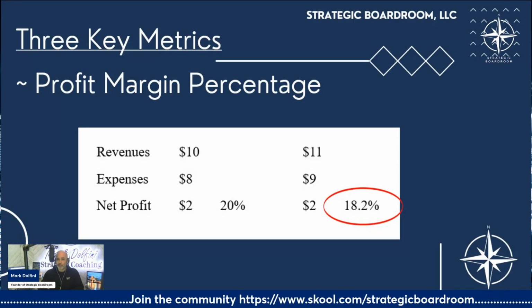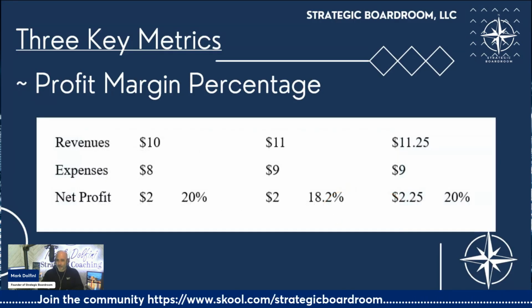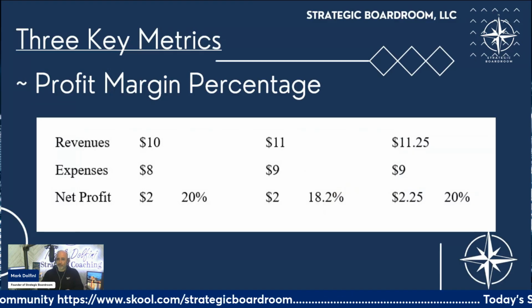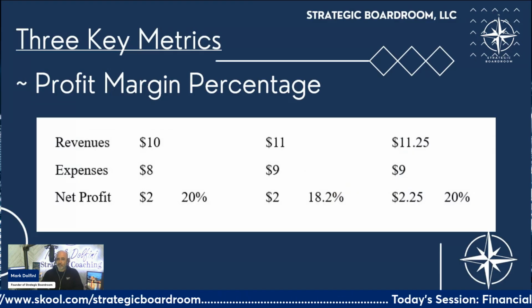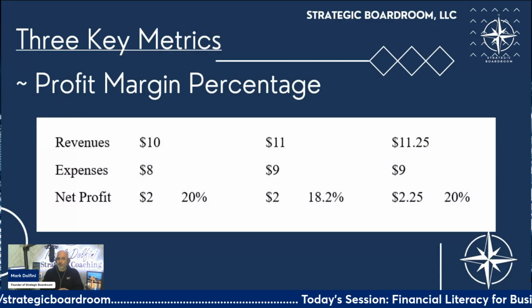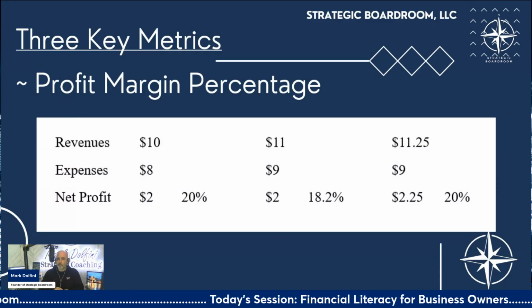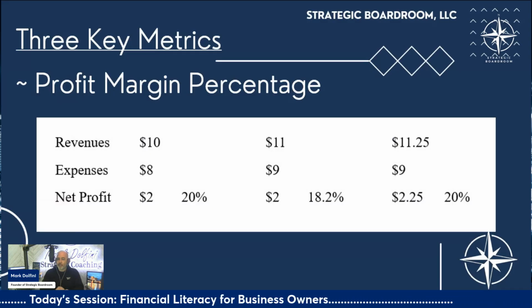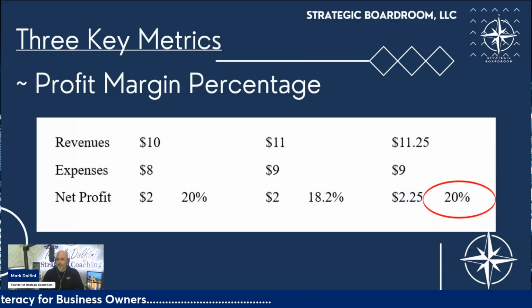So what should they have done? Well, they should have raised the pricing up to $11.25. If the expenses went up $1, raising the revenues to $11.25 would have brought a net profit of $2.25, and that would have maintained that profit margin percentage of 20%.